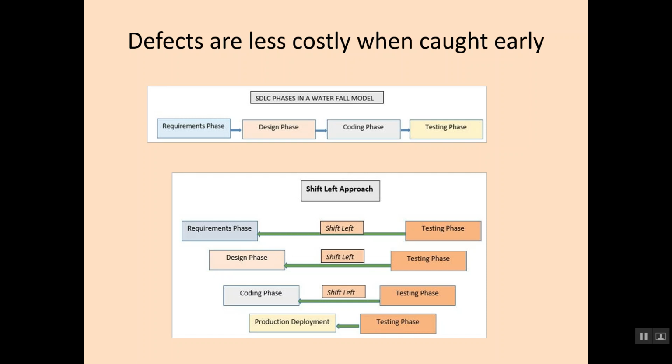The earlier we catch a defect, the easier it is to resolve the issue, and also it will be less costly. You can see that in the requirement phase we are doing a shift left of the testing phase so that we can do some testing in the requirement phase, then in the design phase, then in the coding phase, and finally in the production deployment.